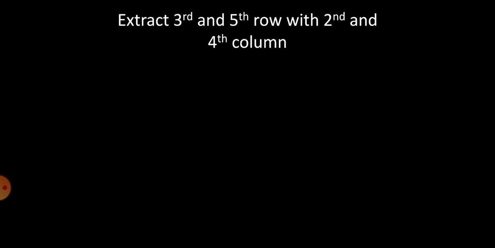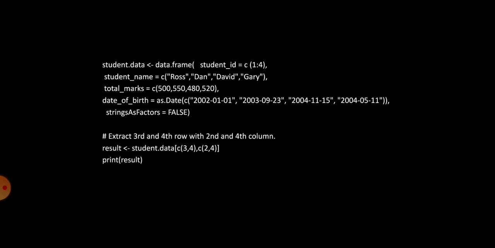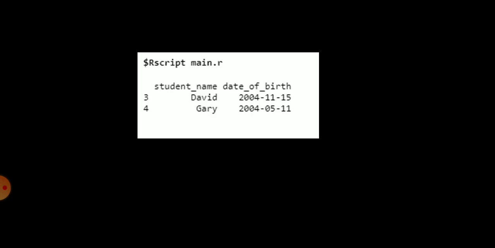Let's say you want to extract the 3rd and the 5th row with the 2nd and the 4th column. So here the syntax will be something like this. So result student.data has c(3,5) which represents the rows and then c(2,4) which represents the columns. So here is the output.